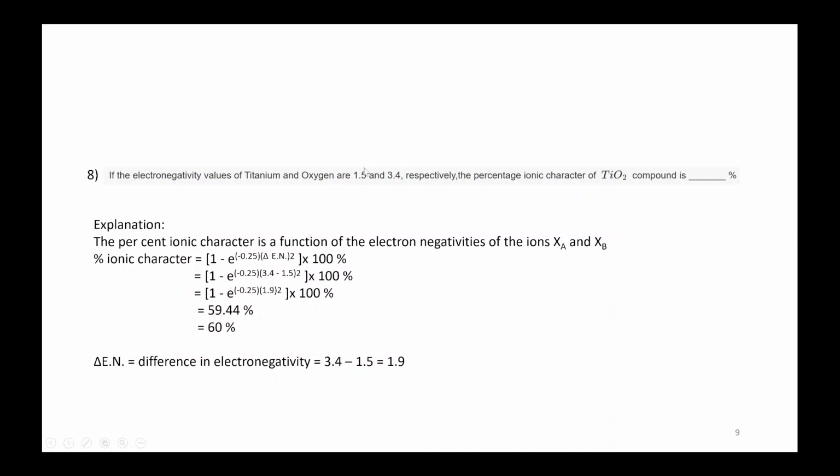Now the difference you can calculate by taking higher electronegativity minus lower one. So 3.4 minus 1.5, which will be 1.9. So you'll be keeping 1.9 here, its square. Then you can calculate it to be 60%. So your answer will be in this range, around 60.